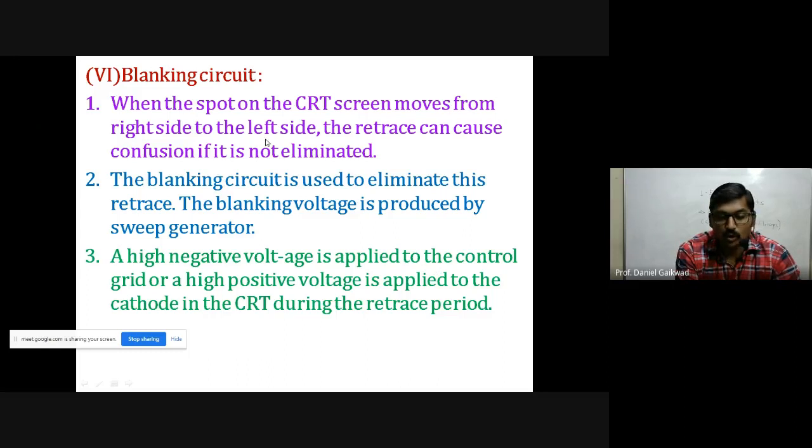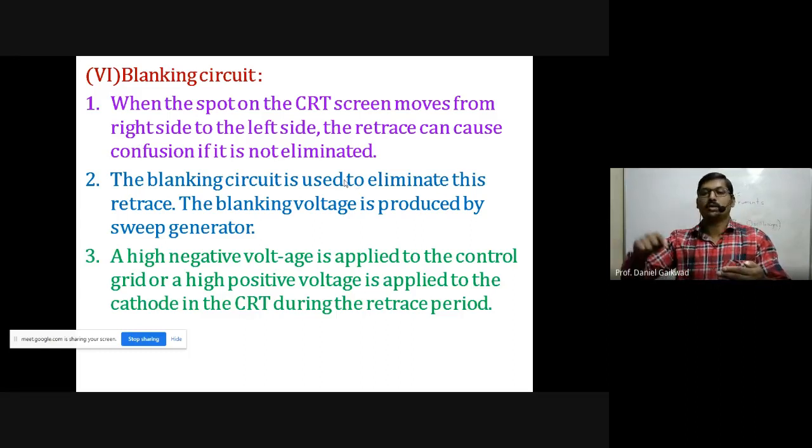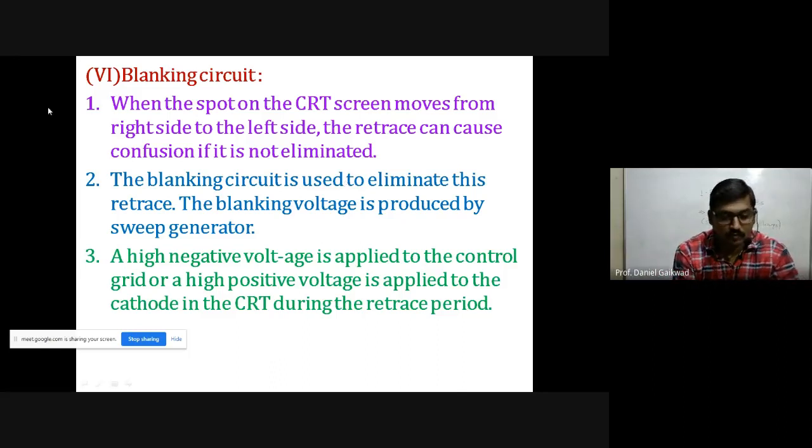So when the spot of the CRT screen moves from right to left, the signal is generated from left to right. Now check carefully, right to left. The retrace can cause confusion if it is not eliminated.